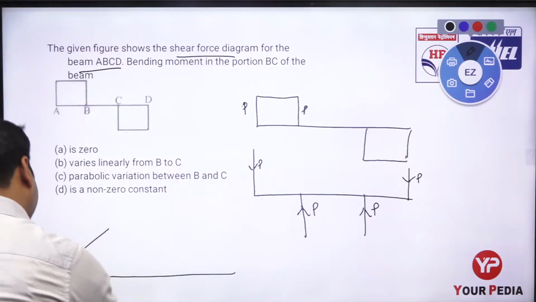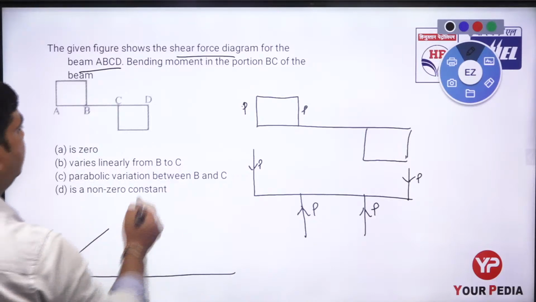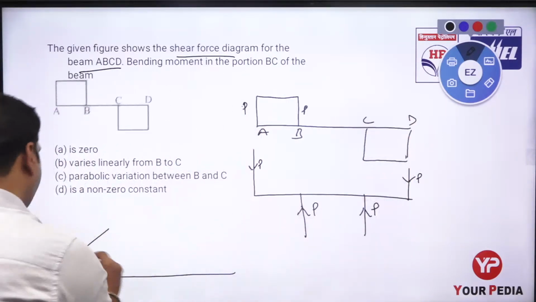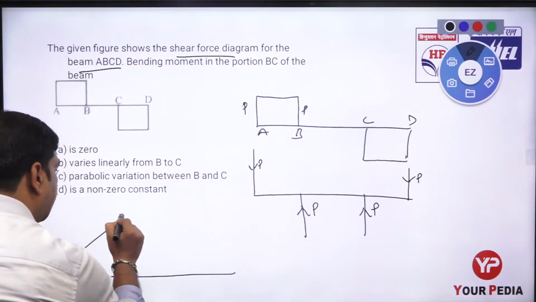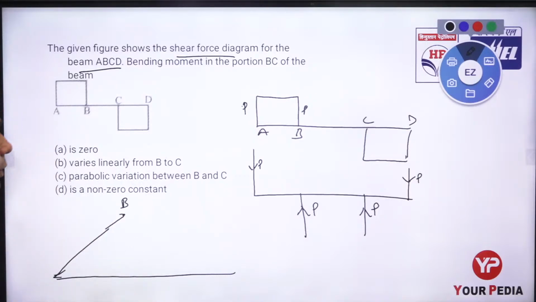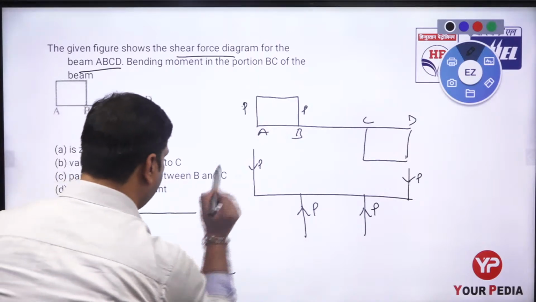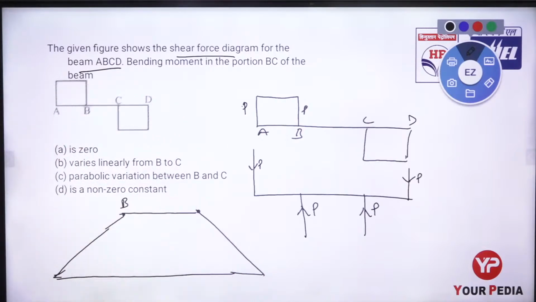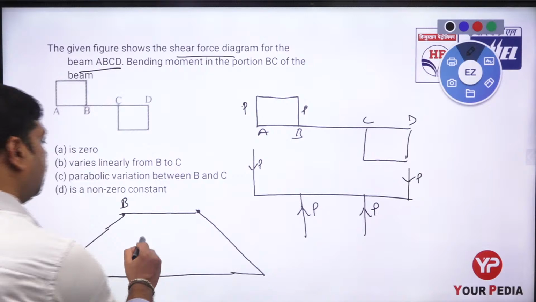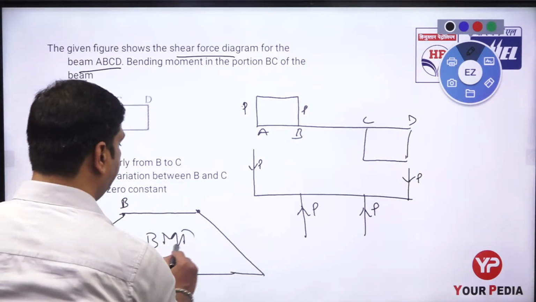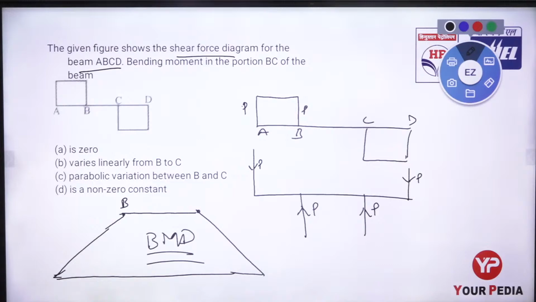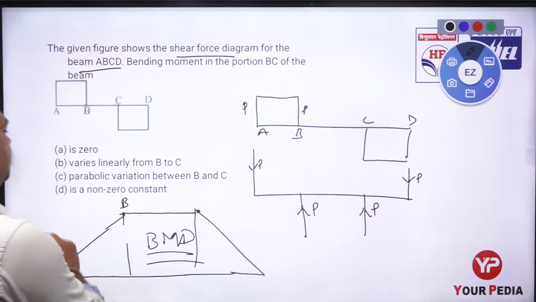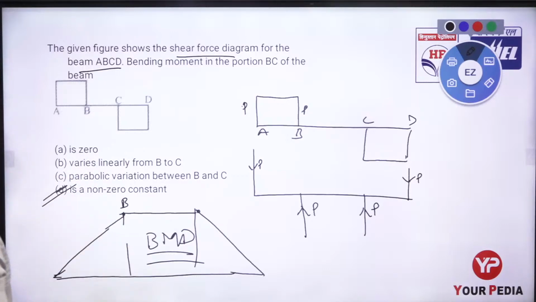P into x, P into x, and after we reach the point B, this is A, B, C, D. When we reach point B, there is no force, so it is just going to be constant like that, and again 0. If I write the bending moment equation, you will find we are drawing the bending moment diagram like that. From here you can see the bending moment in the section BC has a constant value which is non-zero.